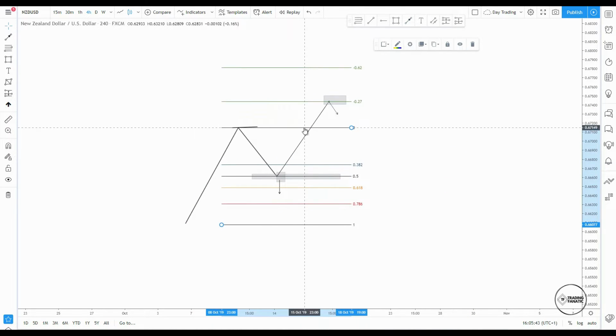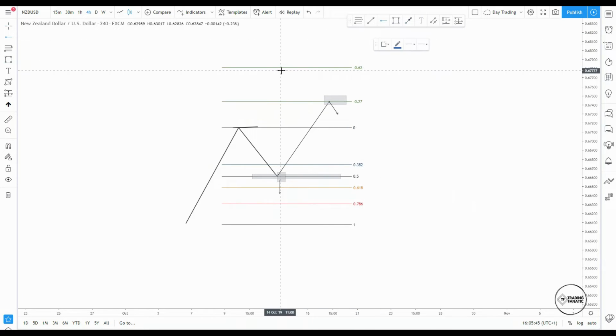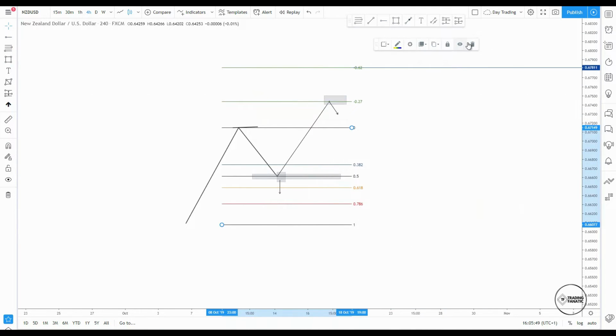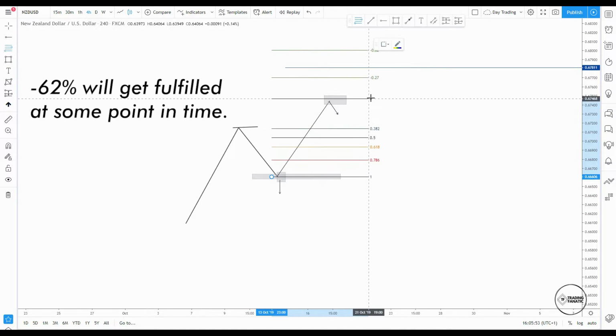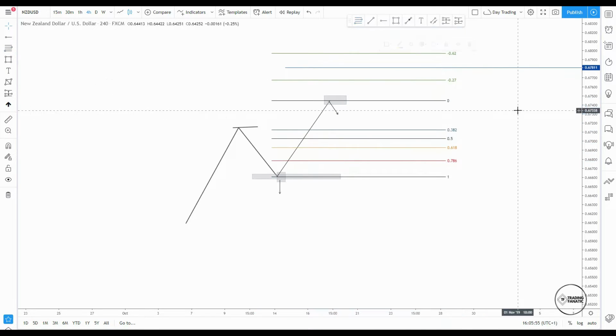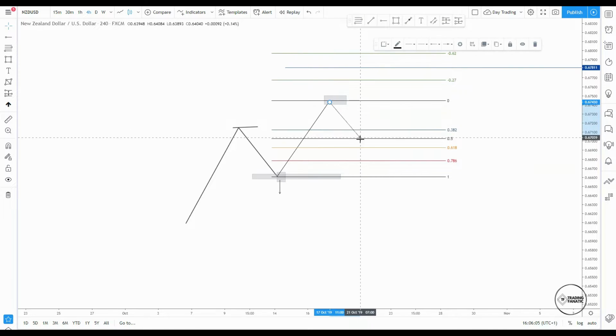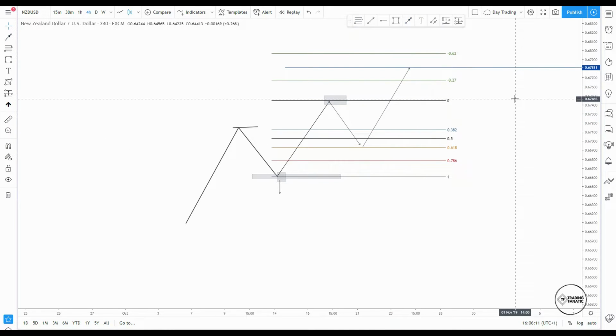It can stay. This is another tip from me. You mark your 62% extension. Why? Because it should be fulfilled at some point in time. Then you draw this one, and most of the time you will see that the 62% extension will correspond to the 27 extension of the new leg. So in this occasion it didn't, but this is just a drawing. Then again, guys, you wait for the same process and you do this all over again. And that is how simple fibs are.